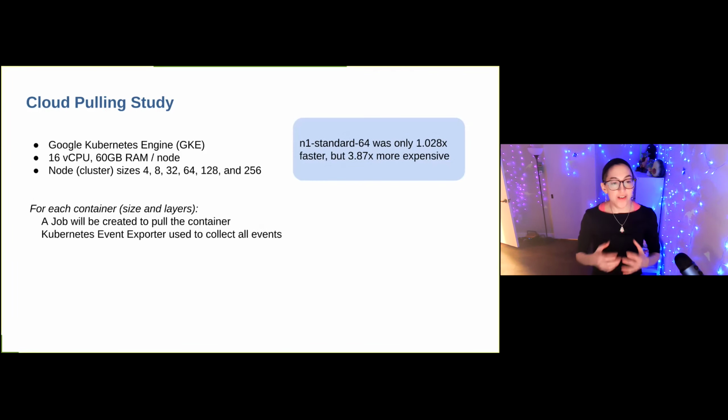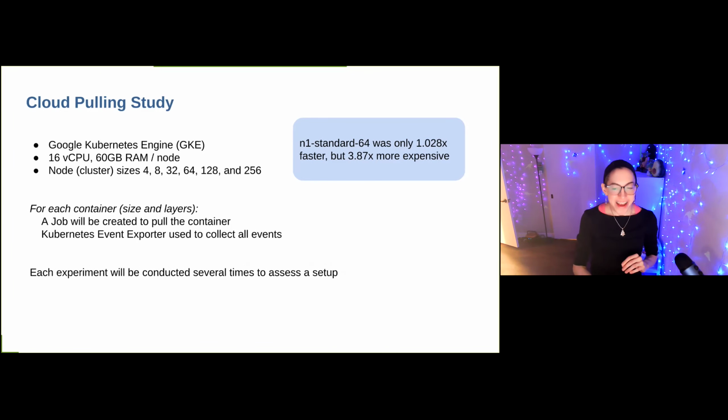Now, for each container size and layers, we're going to create a Kubernetes job to pull the container, and we're going to use the Kubernetes event exporter to collect events. And there on the right, in the blue box, you can see that the performance was barely better, but it was 3.87 times more expensive. So yeah, that was a no-brainer in terms of choosing if I wanted to use it or not. And then each experiment will be conducted several times to assess some particular setup.